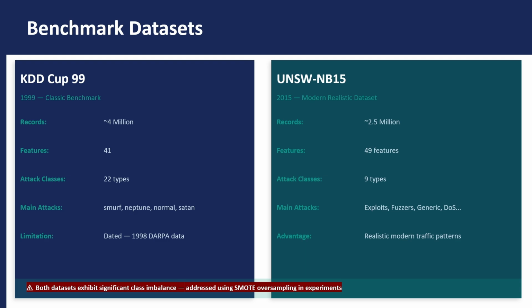The second dataset is the UNSW-NB15 dataset from the University of New South Wales, released in 2015. It's a more modern and realistic dataset with about 2.5 million records, 49 features, and 9 attack categories, including exploits, fuzzers, and DoS, among others. Its key advantage is that it captures realistic contemporary traffic patterns. One important challenge shared by both datasets, and something we specifically addressed in our experiment, is significant class imbalance. We applied SMOTE oversampling to handle this, and we will see how that affected results shortly.